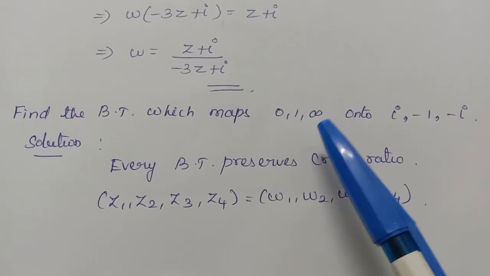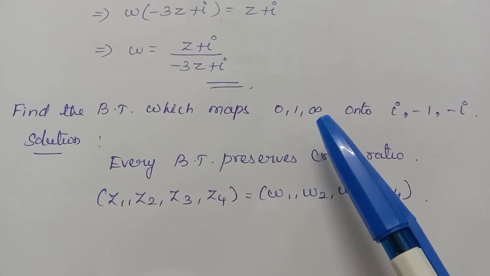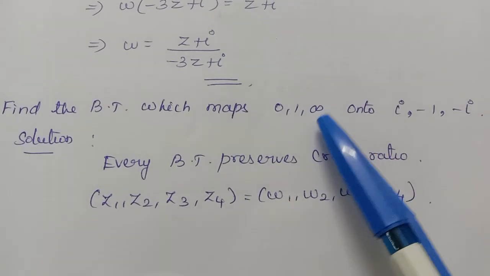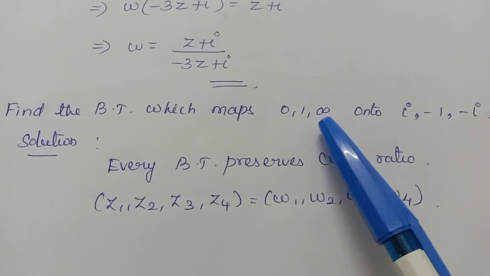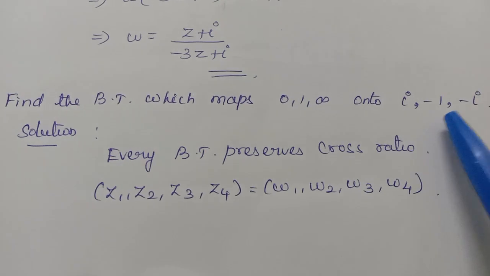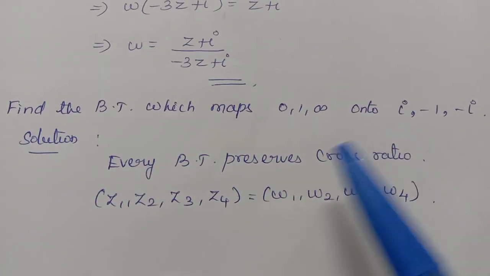So what does extended complex plane mean? It is the complex numbers along with infinity. So for infinity also we have an image and a pre-image. Here 0, 1, infinity are the given points which are mapped to i, -1, -i. In the same way I am going to proceed.